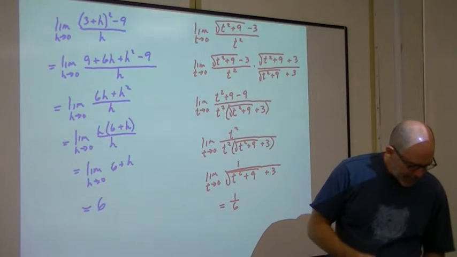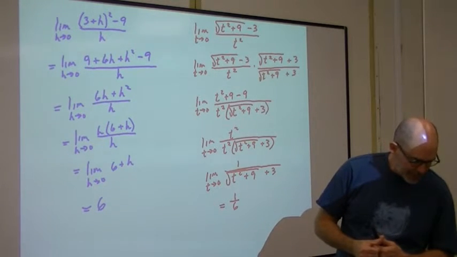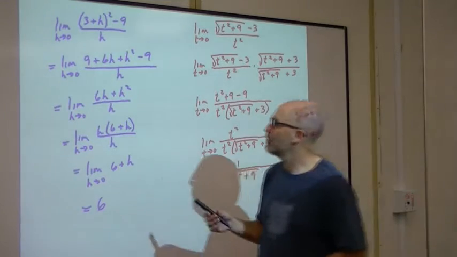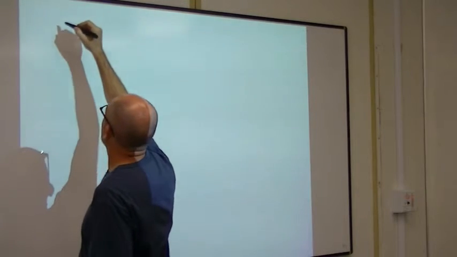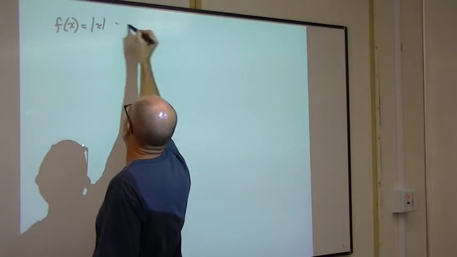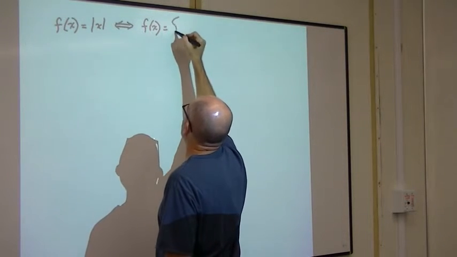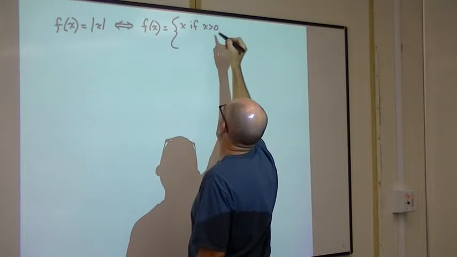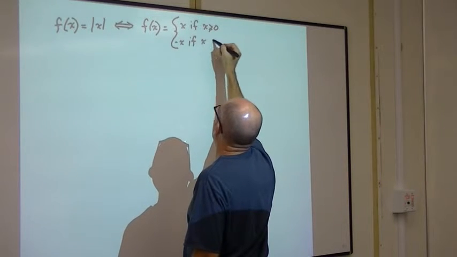All right. Now, take a look at example 7. This is a classic example. The limit as x approaches 0 of the absolute value of x. First of all, we need to understand the absolute value of x. So, if f of x equals the absolute value of x, basically what that means is f of x equals a piecewise function. It equals x if x is greater than or equal to 0, and negative x if x is less than 0.